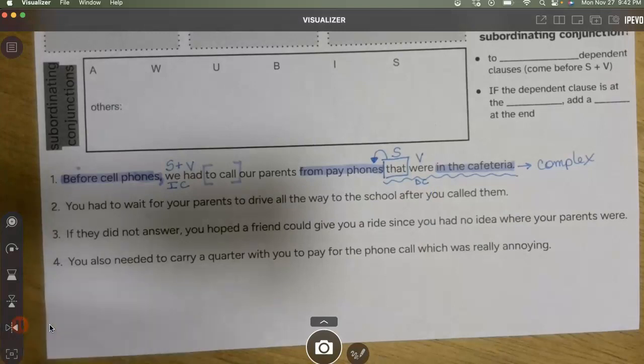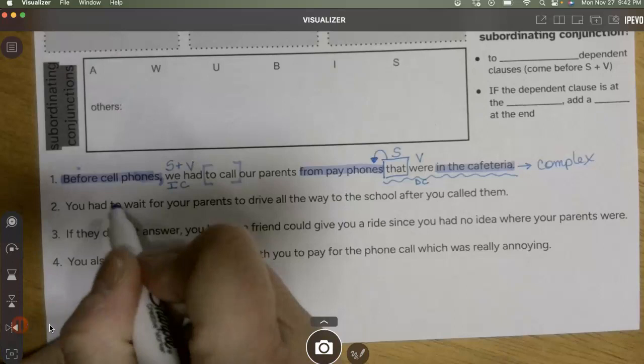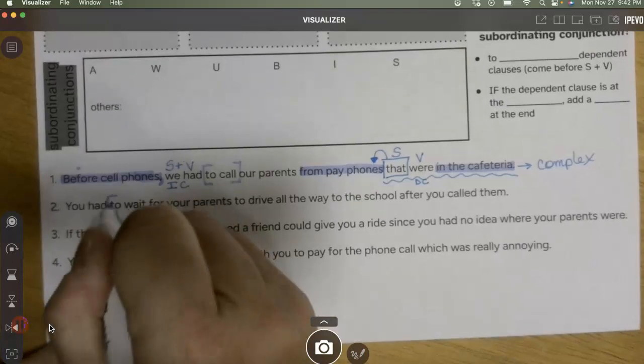All right, let's look at the next one. You had to wait for your parents to drive all the way to the school after you called them. So I'm going to start at the beginning and look for phrases. I see to wait is an infinitive.